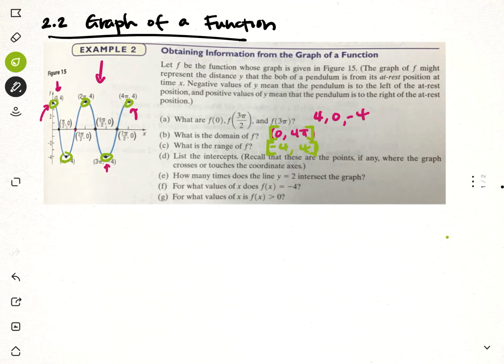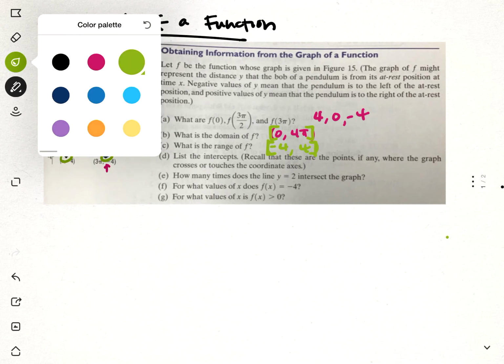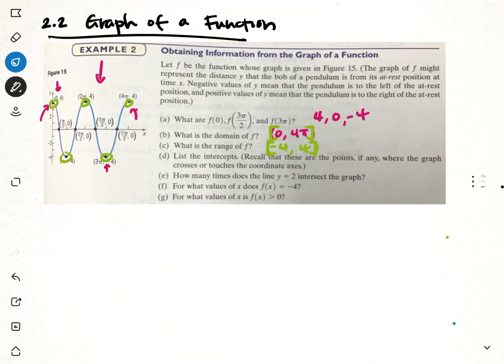Okay, so part D lists the intercepts. Recall that these are the points, if any, where the graph crosses or touches the coordinate axes. So let's, we're running out of room here. It's getting sloppy. So let's do this on the bottom. So D.